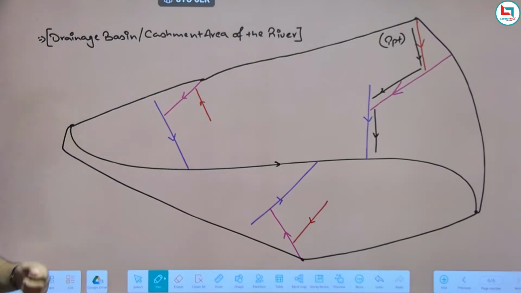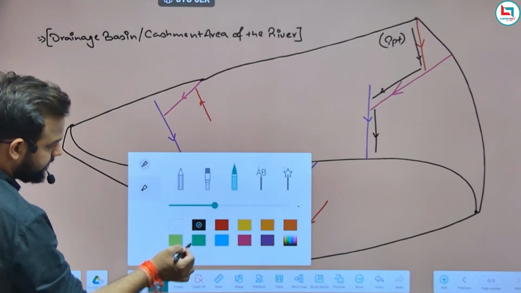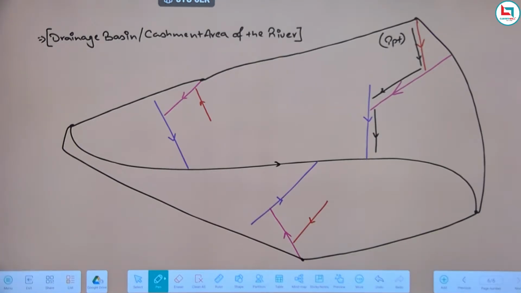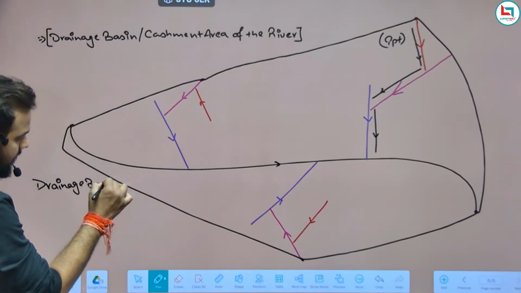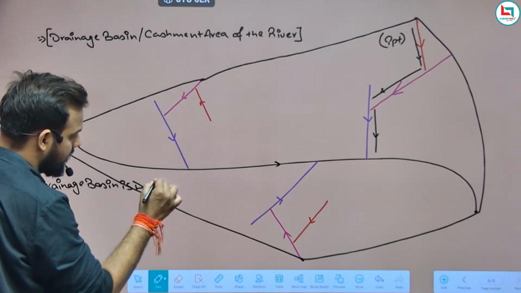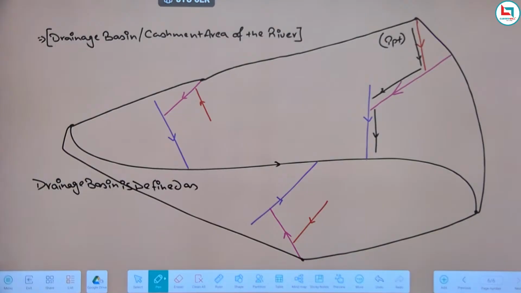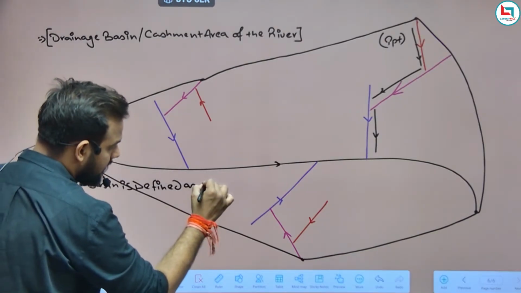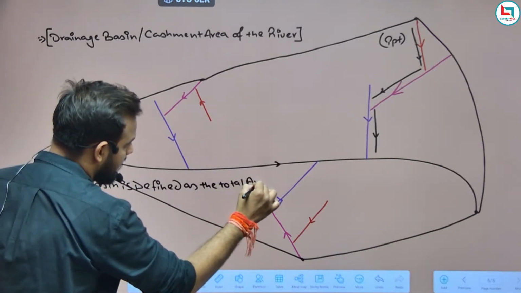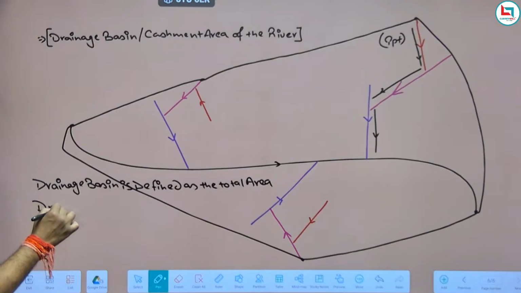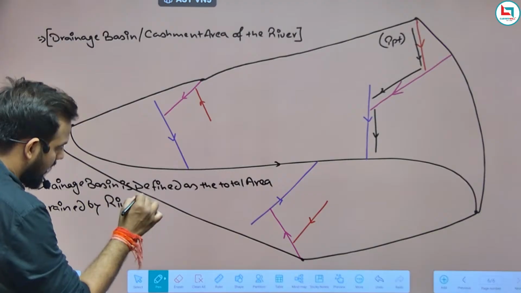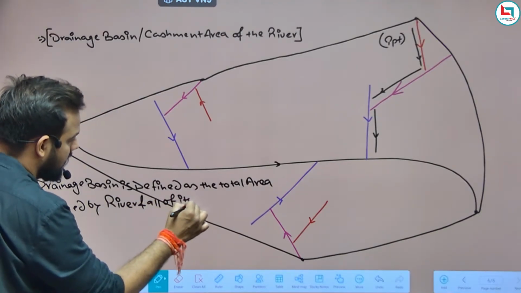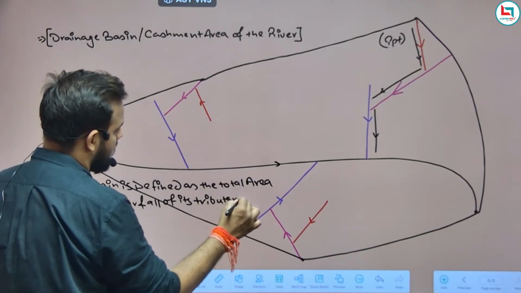Now let me write down the definition of the drainage basin. Write down: drainage basin is defined as the total area drained by a river and all of its tributaries.